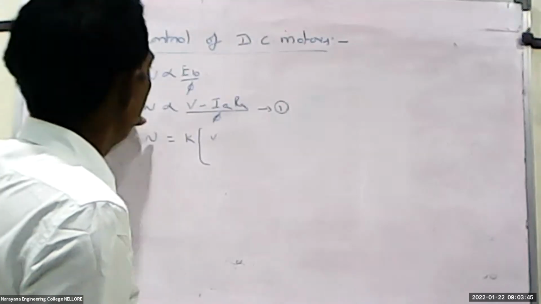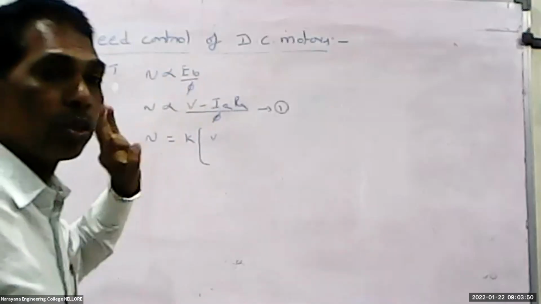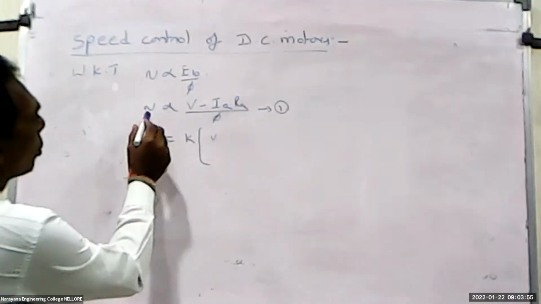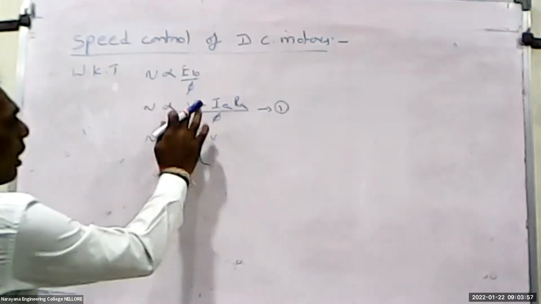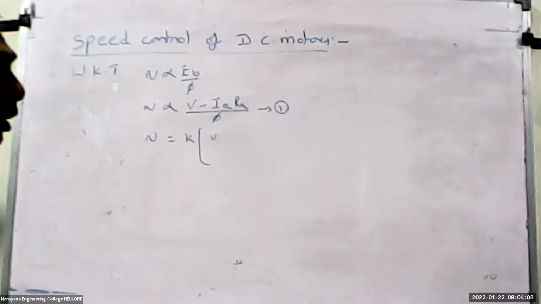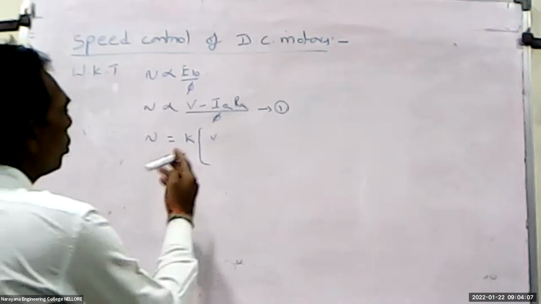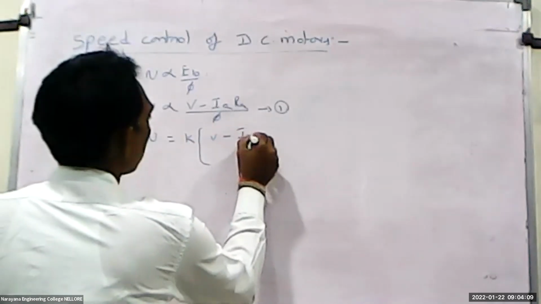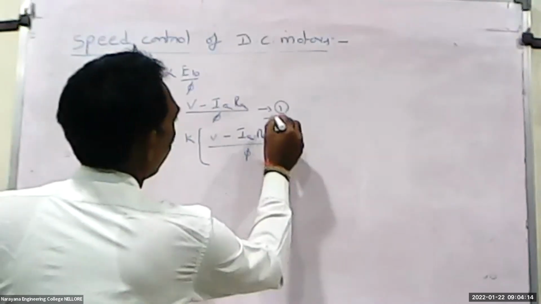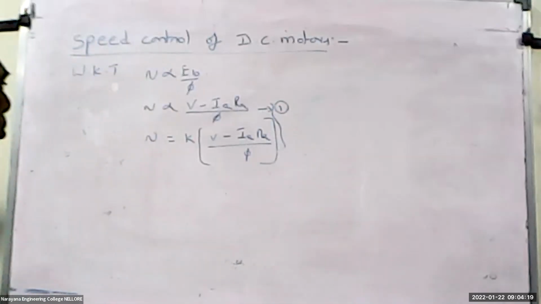Speed control of DC motors: we know that N is directly proportional to Eb by phi, and Eb is replaced as V minus IaRa by phi. Assuming the proportionality constant K, N equals K times (V minus IaRa) by phi. So this is considered as equation number 1.